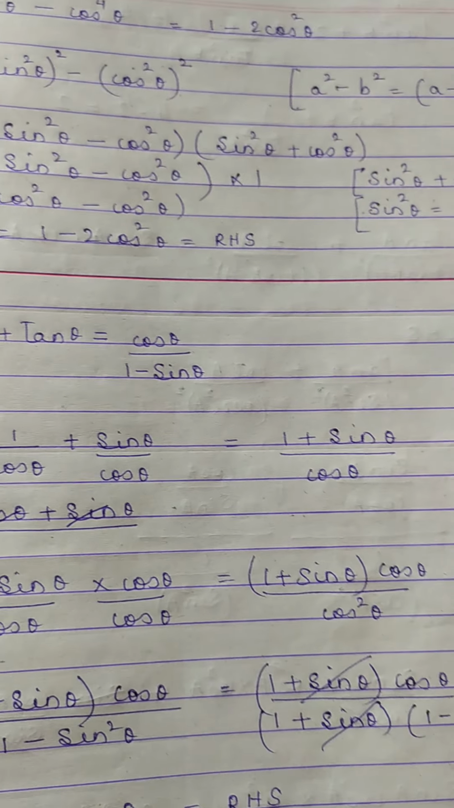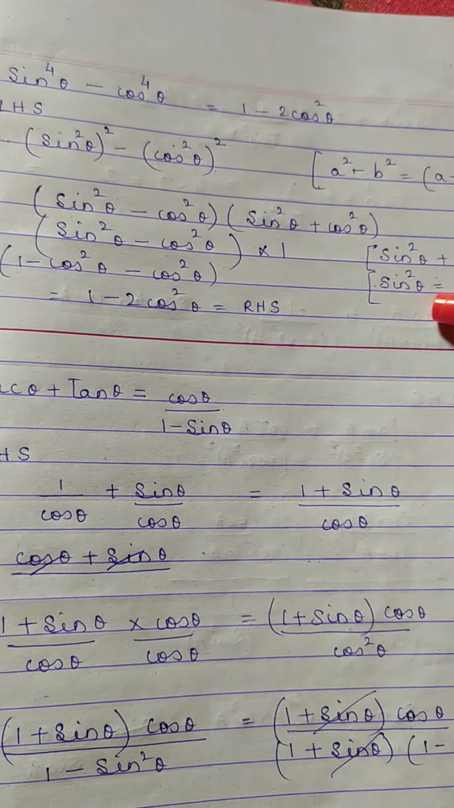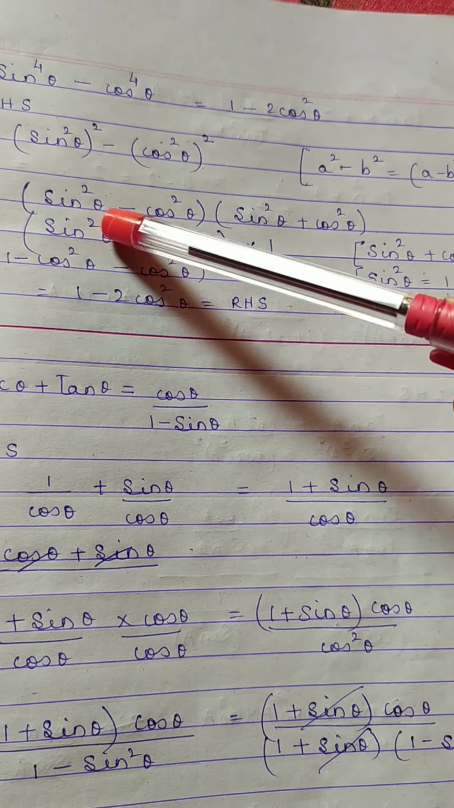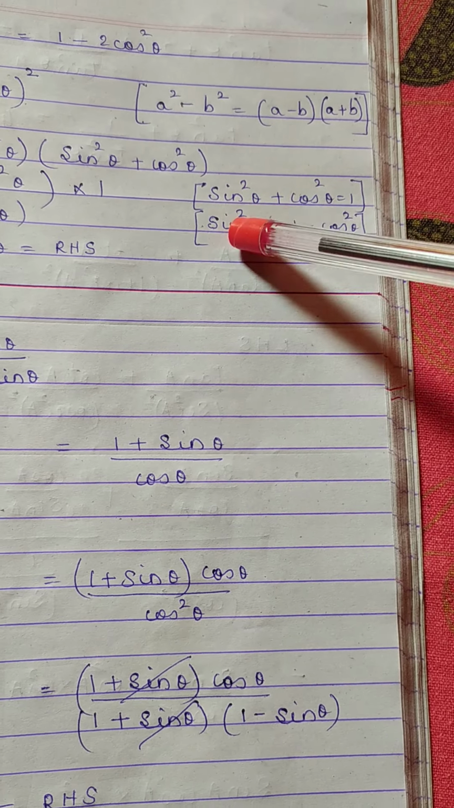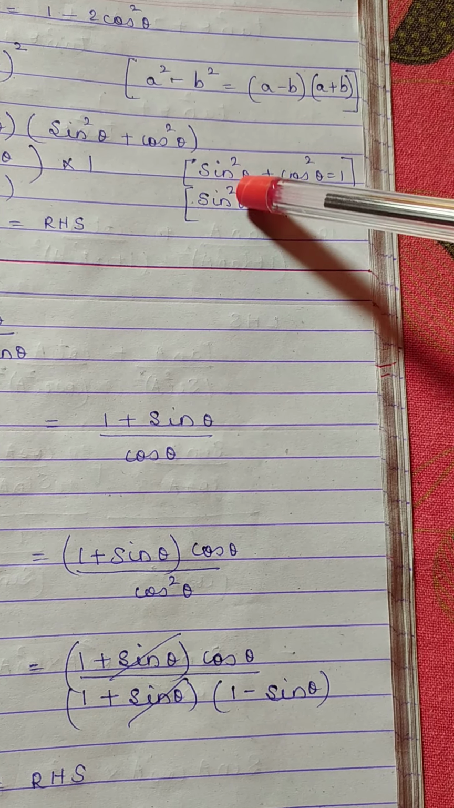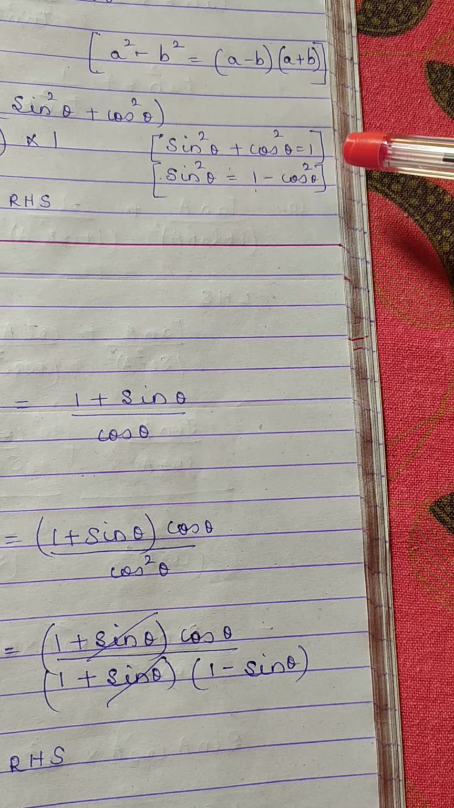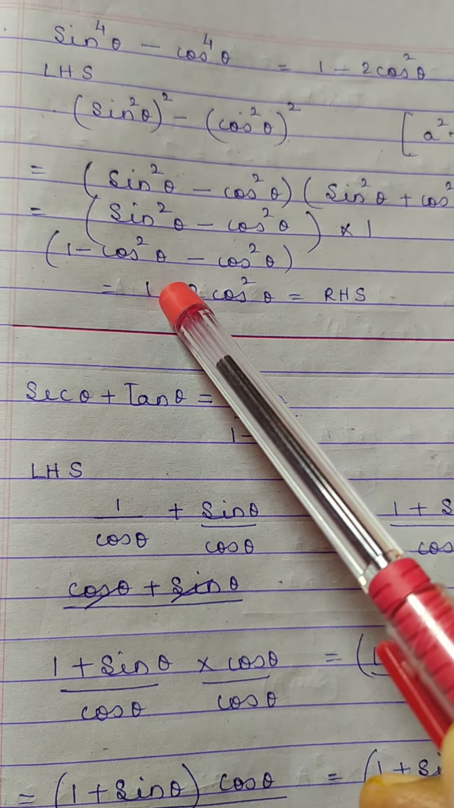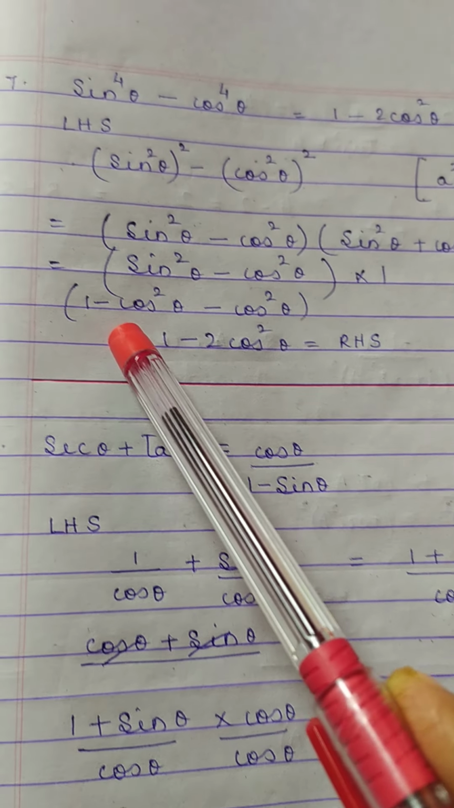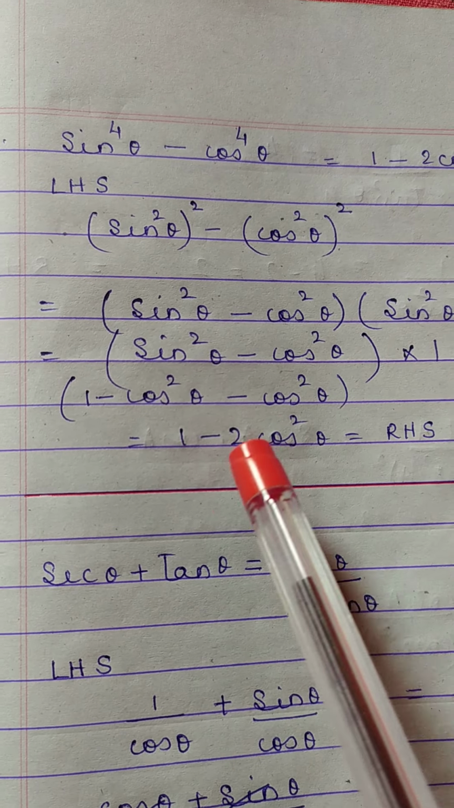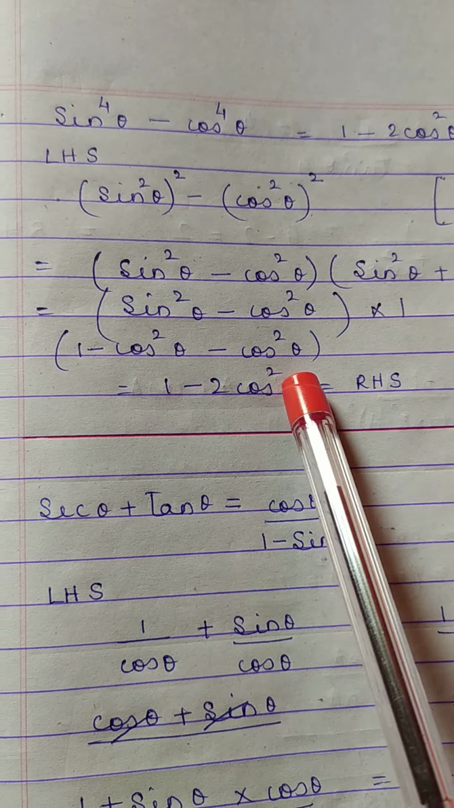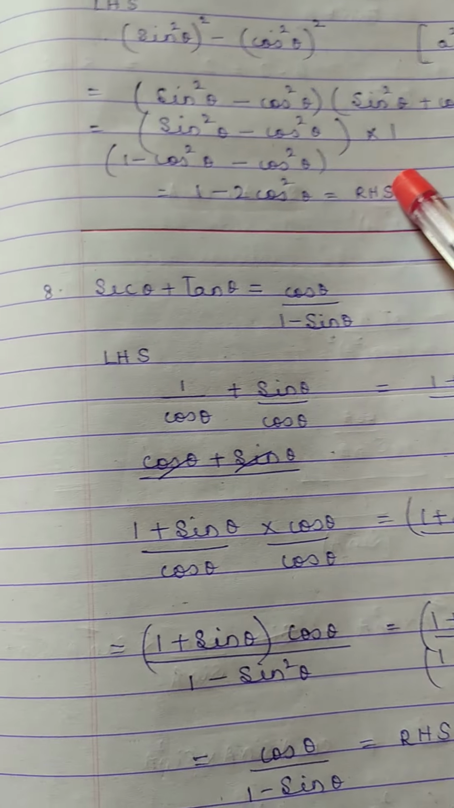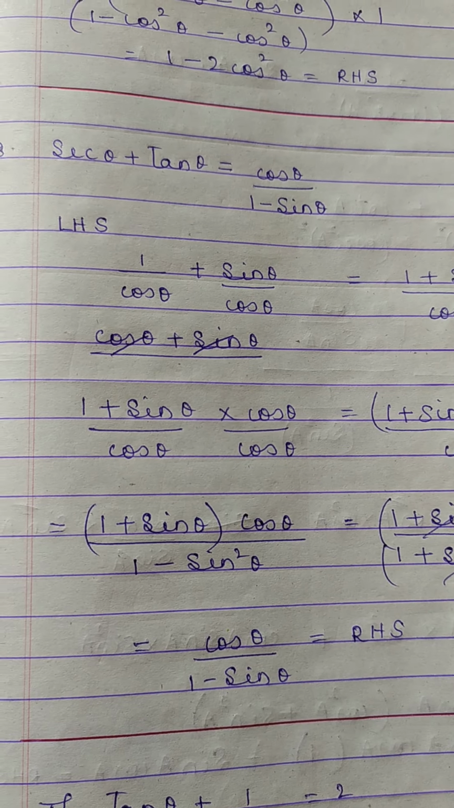Okay. Now, from this identity, I also get, in place of sine square theta, I can write it as 1 minus cos square theta from this same identity. Sine square theta equal to 1 minus cos square theta. This I will substitute it here. Okay. Now, minus cos square theta is minus 2 cos square theta. And so, my answer is 1 minus 2 cos square theta, which is the RHS. Okay.